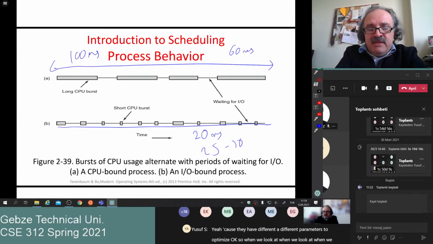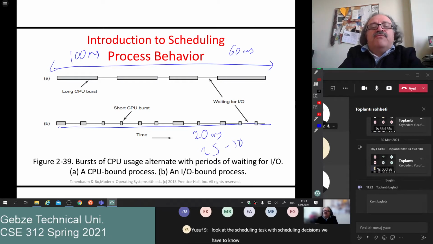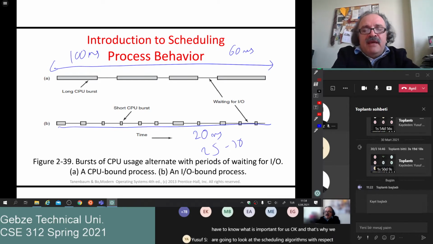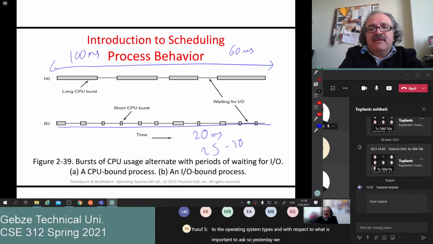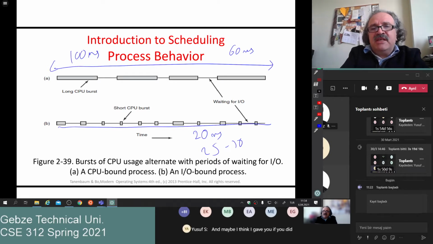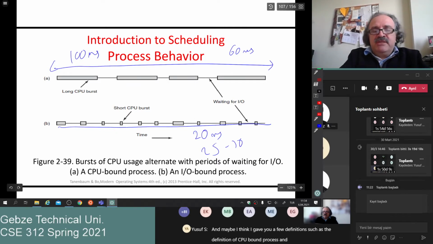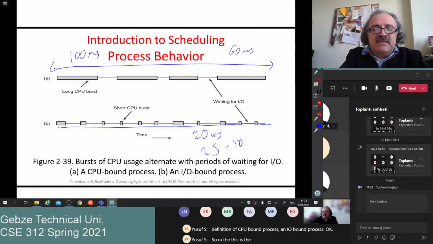Okay, so when we look at the scheduling task, the scheduling decisions, we have to know what is important for us. That's why we are going to look at the scheduling algorithms with respect to the operating system types and with respect to what is important to us. Yesterday we talked a little bit about this, and I gave you a few definitions, such as the definition of a CPU bound process and an IO bound process. This is the nature of the processes. Some of them are CPU bound, some of them are IO bound.